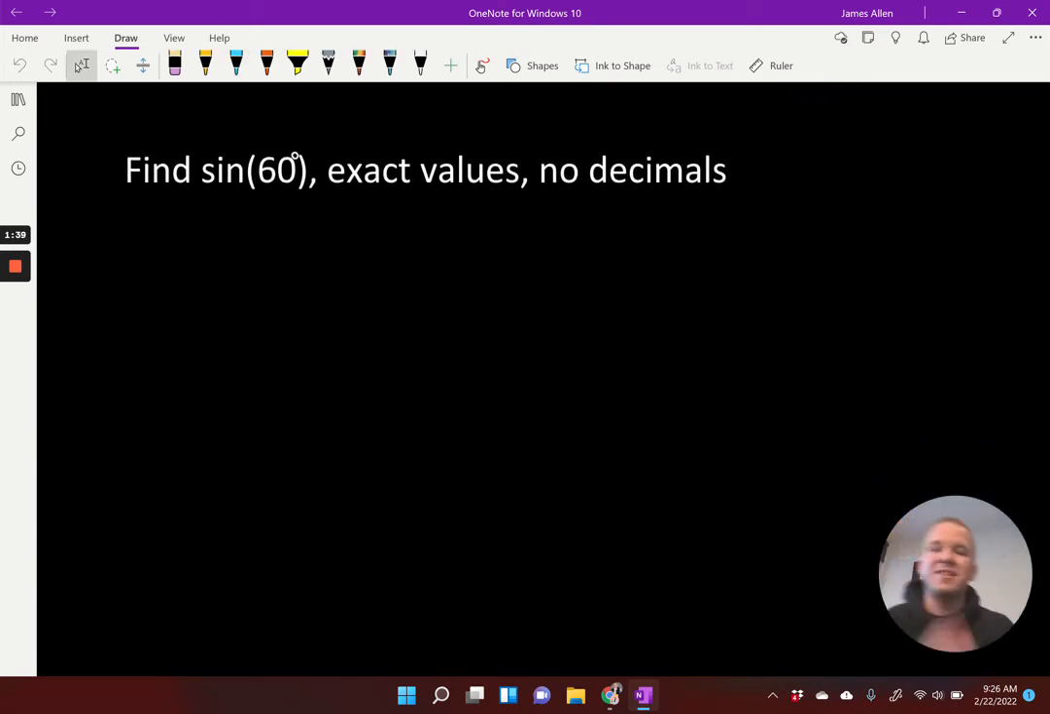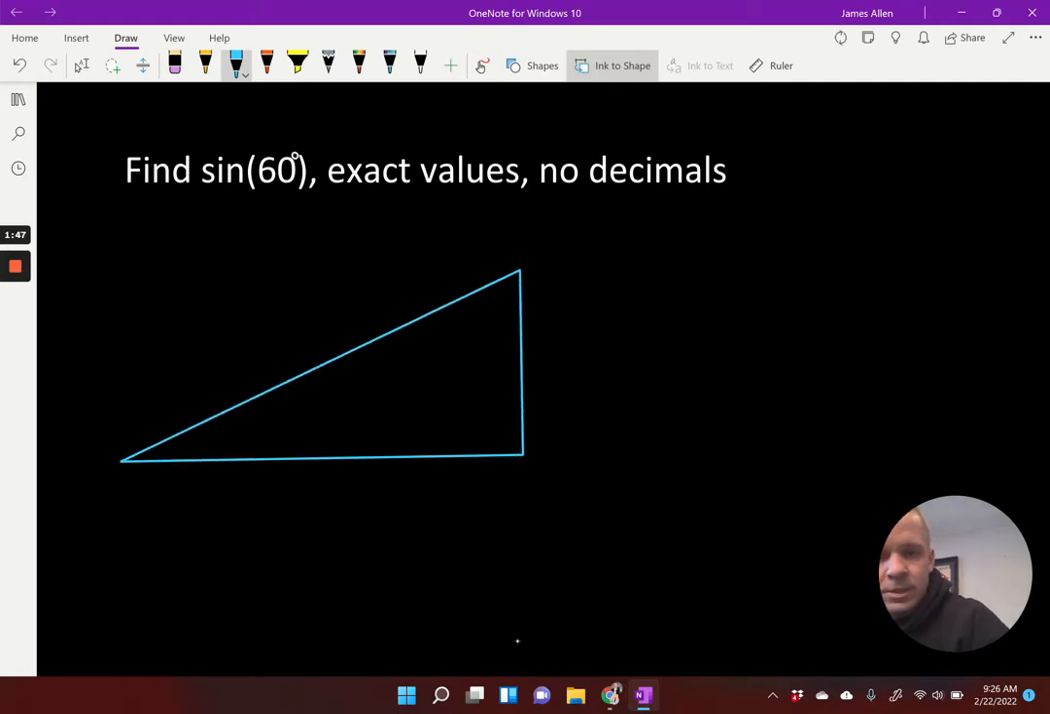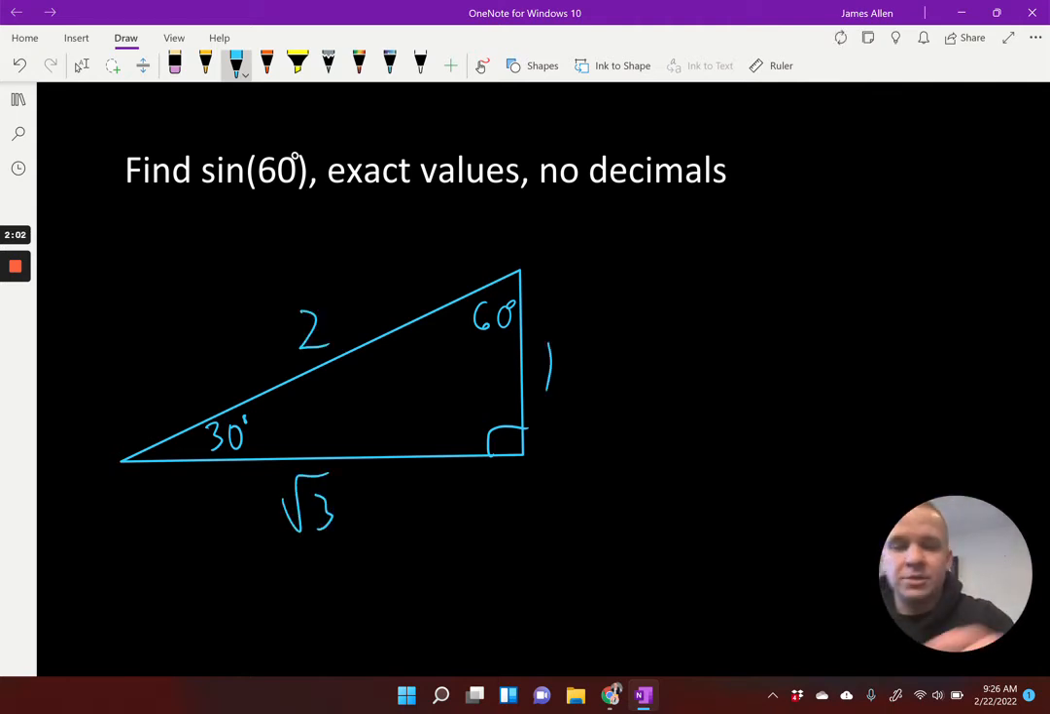A couple more examples. Find the sine of 60 degrees, exact values, no decimals, same directions. Now, if I were to draw, once again, a right triangle, label one of those angles 60 degrees, the other one would have to be 30 degrees because they have to add up to 180 degrees, right? Oh, this is a 30, 60, 90 triangle. Who would have thought? So my side lengths are 1, root 3, and 2.